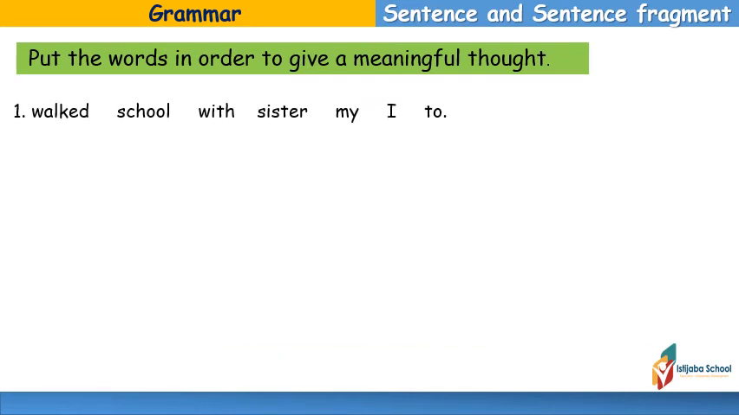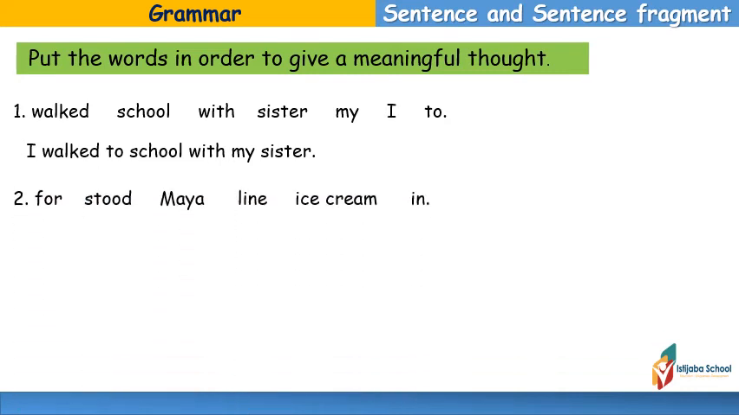And let's move to the second exercise. Put the words in order to give a meaningful thought. Number one, walked school with sister my I too. I walked to school with my sister. Number two, for stood Maya line ice cream in. So you are asked to put these words in order to give a meaningful thought. So what can we say? Maya stood in line for ice cream.